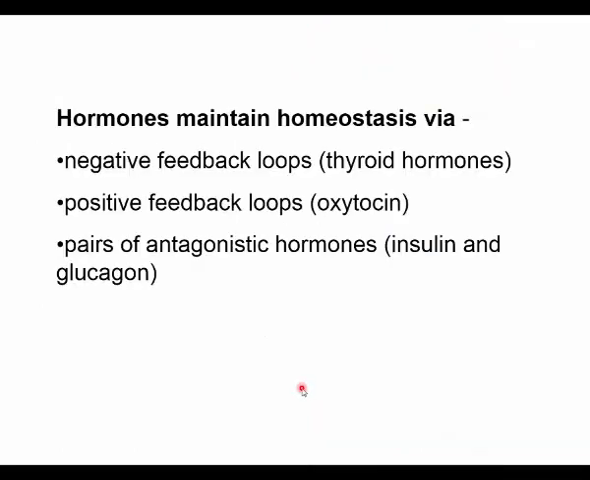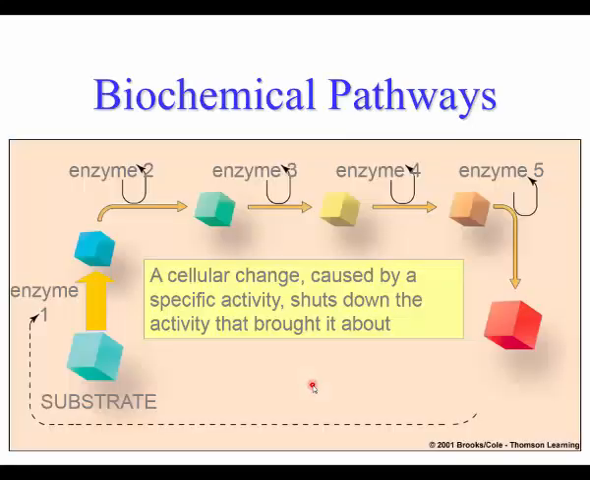So hormones can be maintained, maintaining homeostasis, and there's a couple or three ways actually to do this. There's the negative feedback loop, the positive feedback loop, and the antagonistic hormones. We're going to look at these in more detail. So remember biochemical pathways? We talked about this in Biology 1.